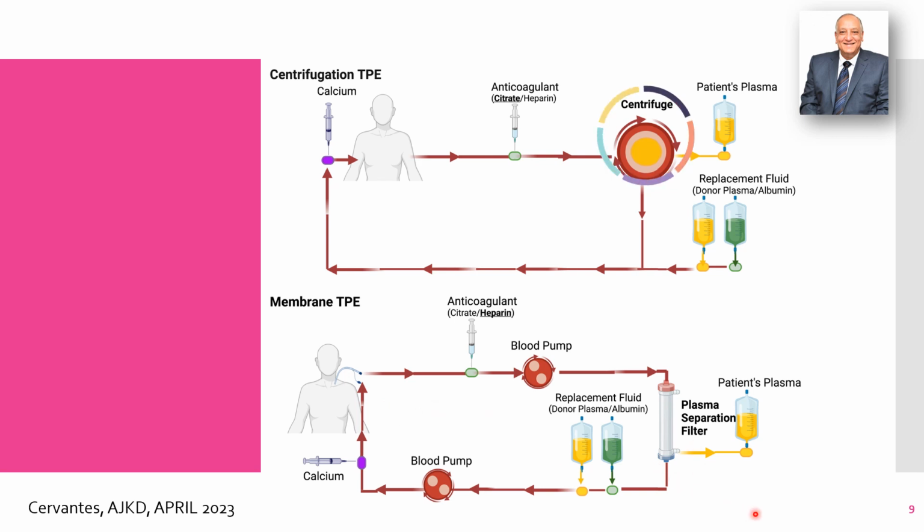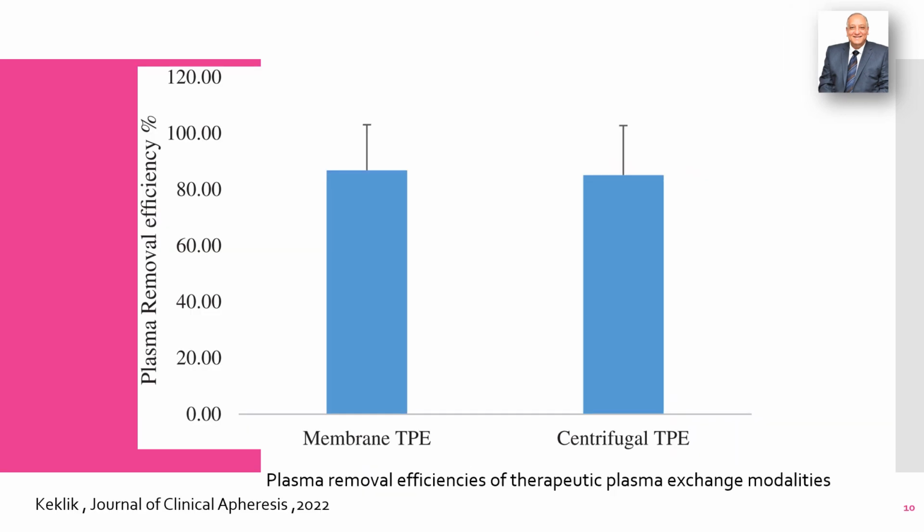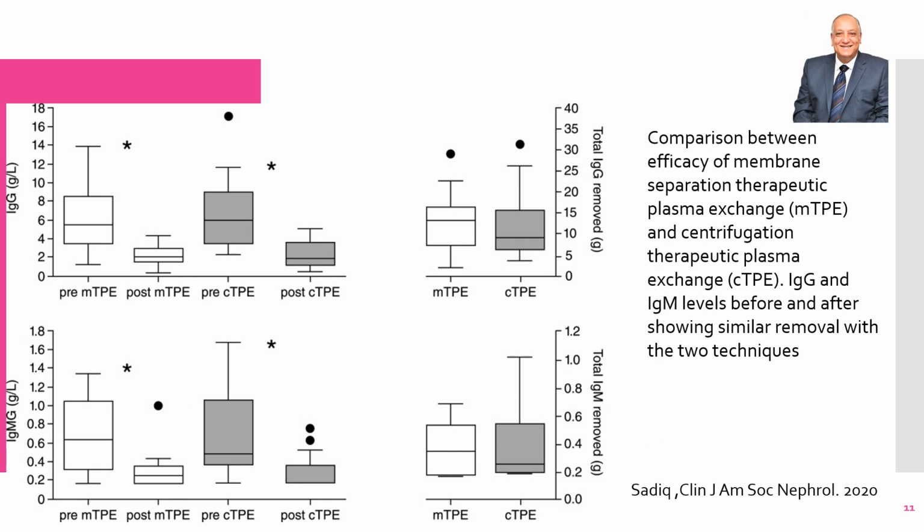a slower plasma separation technique. There is no superiority between membrane and centrifugation techniques considering the efficacy for removal of a significant amount of specific molecules, with non-significant differences when comparing the efficacy of membrane separation for therapeutic plasma exchange against centrifugation techniques. The immunoglobulin IgG and IgM levels before and after show similar removal with both techniques.